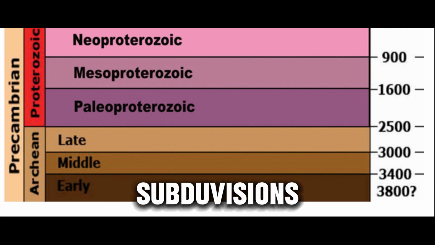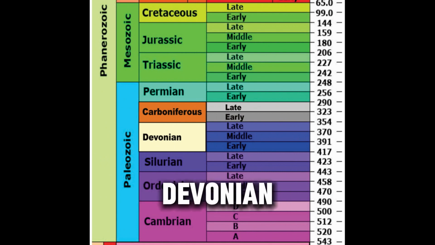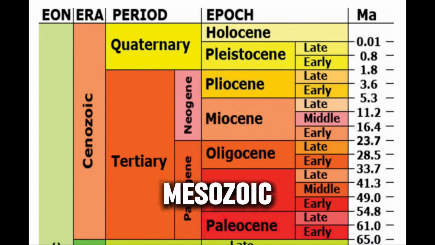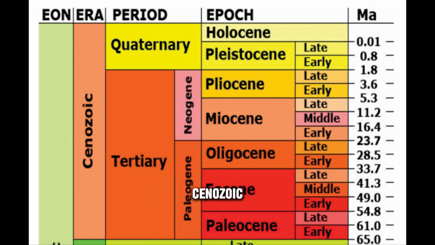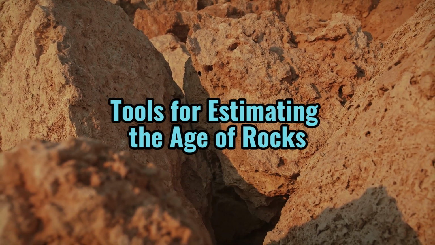Further subdivisions called periods of the Paleozoic era are the Cambrian, Ordovician, Silurian, Devonian, Carboniferous, and Permian, the Triassic, Jurassic, and Cretaceous of the Mesozoic, and the Paleogene and Neogene of the Cenozoic. Tools for estimating the age of rocks.